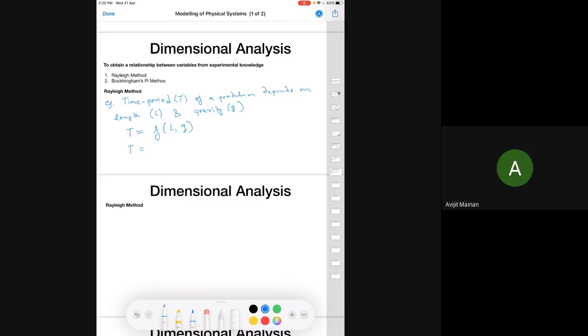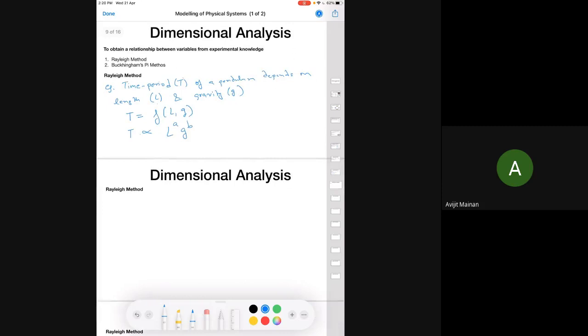the time period is, okay, let me write the proportionality first. So the time period is proportional to some power of L and some power of g. And as you know, to convert it to an equation, we need a constant of proportionality, K. T equals K L to the power a, g to the power b.